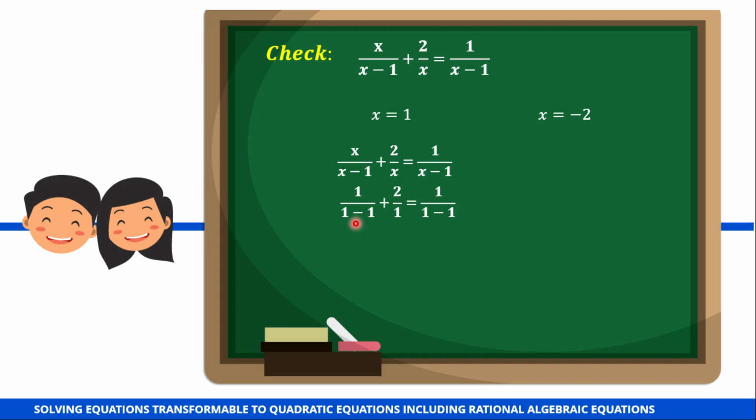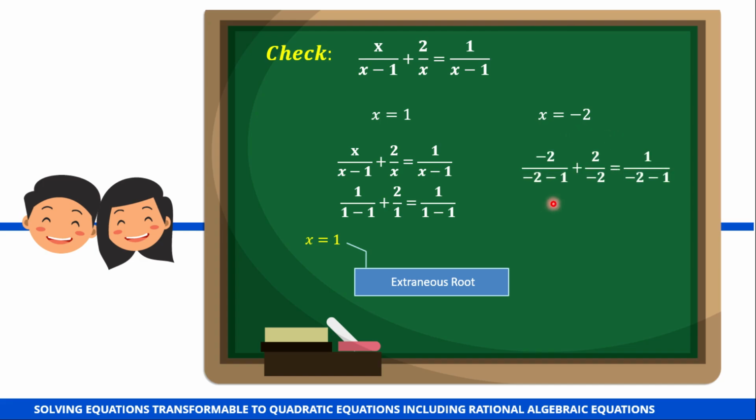Kung mapapansin natin dito, kapag i-minus natin yan, 1 minus 1, magkakaroon tayo ng 0 sa ating denominator. And yun yung restricted natin na value ng x. Therefore, ang x is equal to 1 ay ang tinatawag nating extraneous root or solution. Hindi solution ng original equation ang x is equal to 1. Let's have x equals negative 2.